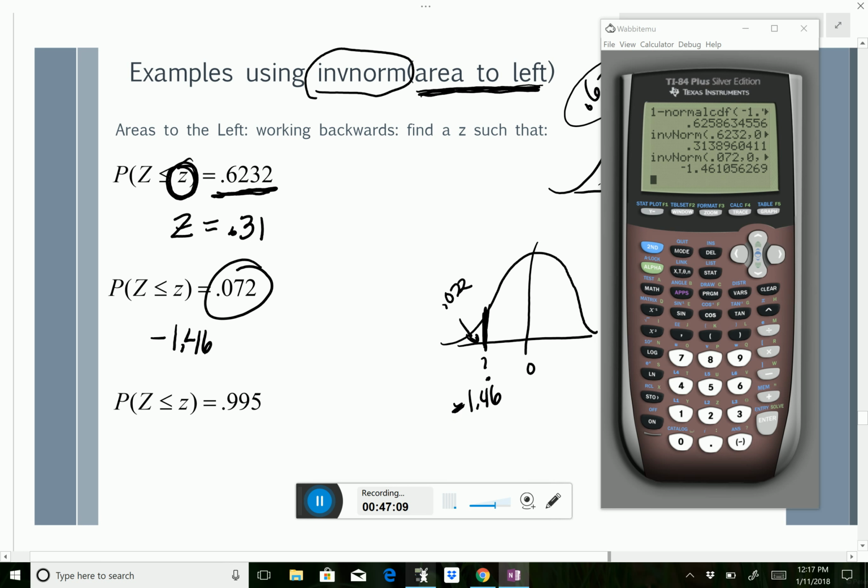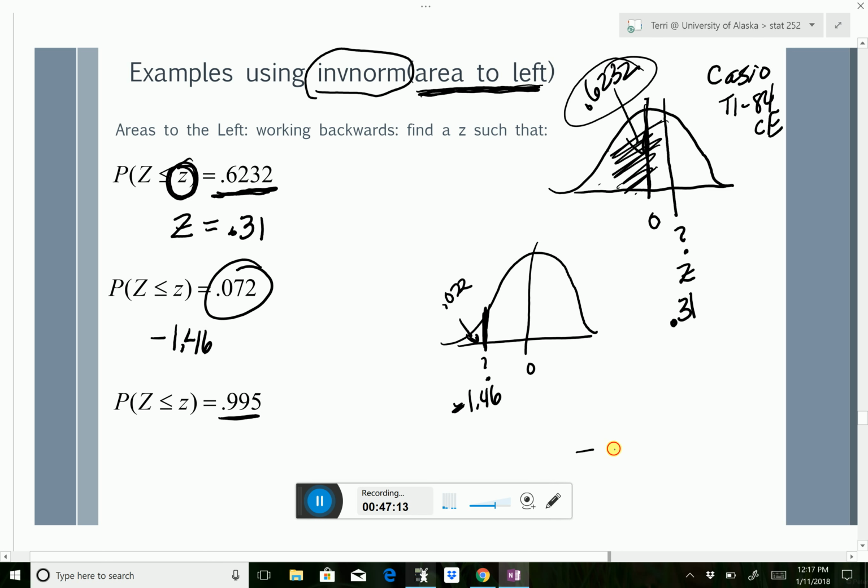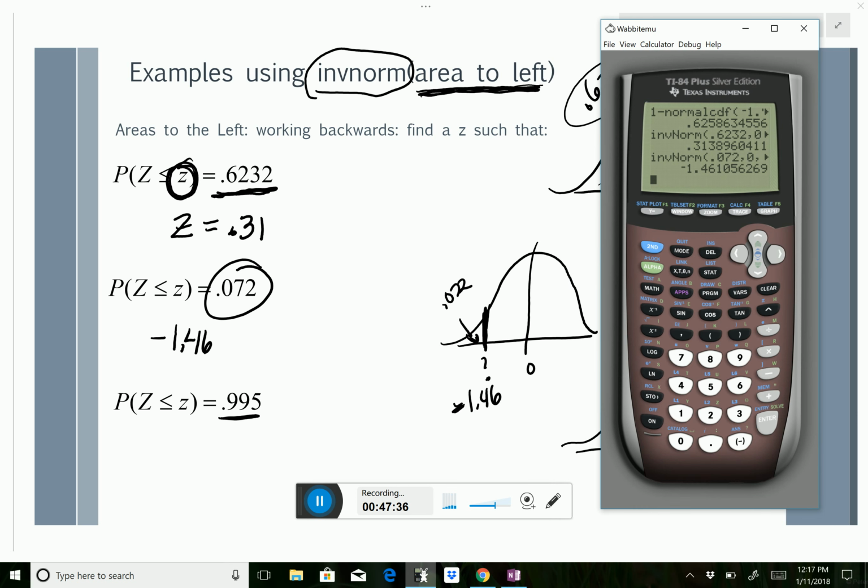It makes sense. So now, what about 0.995? That's almost 1. So that's going to be way over here, because this whole area right here is 0.995. So we're going to have a z that's just got a teeny little tiny tail over here, because of course that tiny tail is going to be 0.005, because it's 1 minus this. So it's going to be this little tiny tail. So let's go ahead and put that in there. Inverse norm of 0.995.